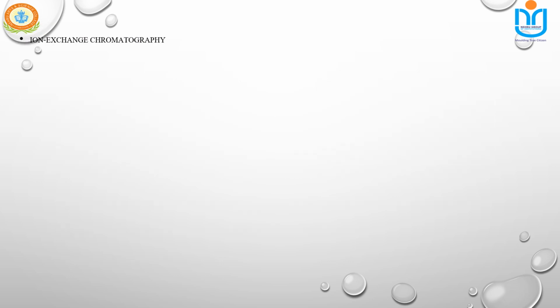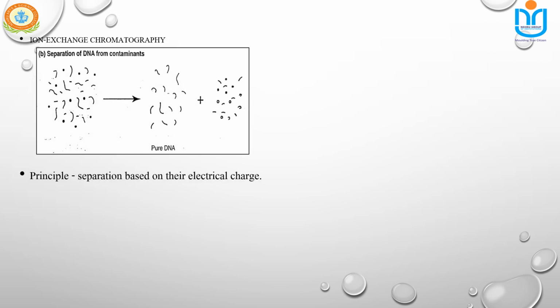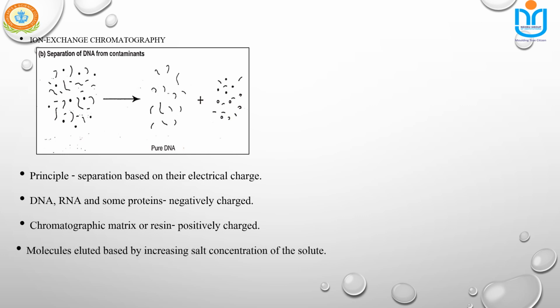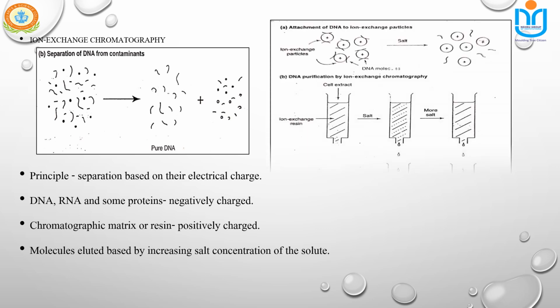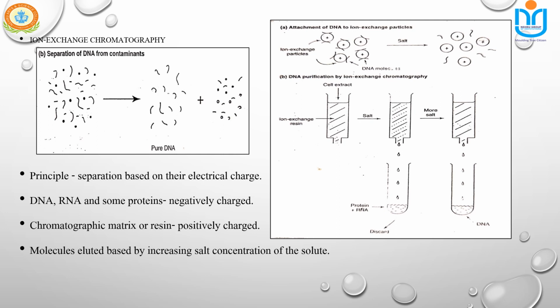Another method is ion exchange chromatography. It works on the principle of separation of molecules based on their electrical charge. DNA, RNA, and some proteins are negatively charged, so the chromatographic matrix or resin used is positively charged. Molecules are eluted by increasing the salt concentration of the solute. At a particular concentration, proteins and RNA will be eluted first, which can be discarded. And at a different salt concentration, the DNA will be detached from the resin and can be collected.